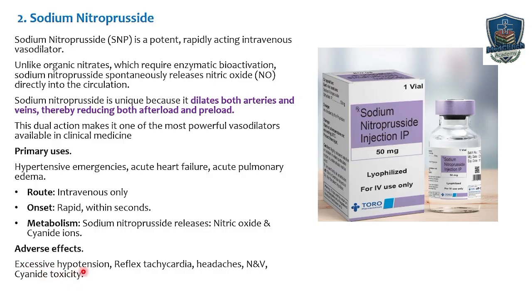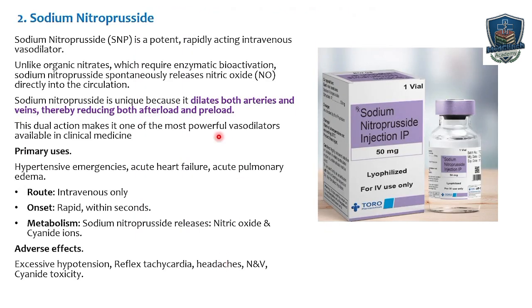You can also have excessive hypotension, and the reflex tachycardia that happens with other nitrates, as well as headaches, nausea, and vomiting. For those who are not understanding, this is a video, so you can just go back and look at the slides. In this slide, the takeaway points are: number one, sodium nitroprusside is a nitric oxide donor. Number two, it works on both arteries and veins, and that means it causes a decrease in SVR and afterload.